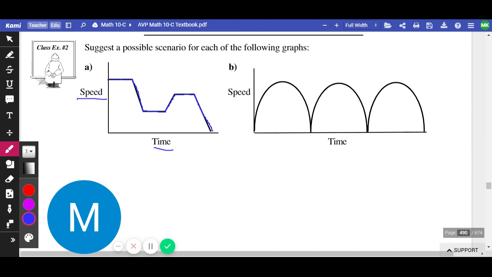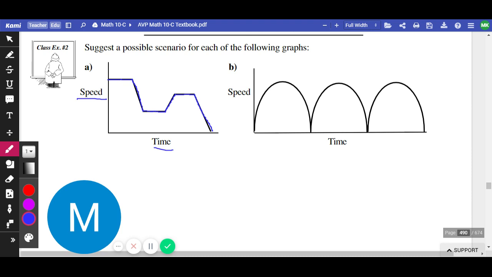Any situation you could come up with where you're at a constant speed, slow down, constant speed, speed up, constant speed, slow down to a stop would work. Anything. It can be driving around town, whatever you want.